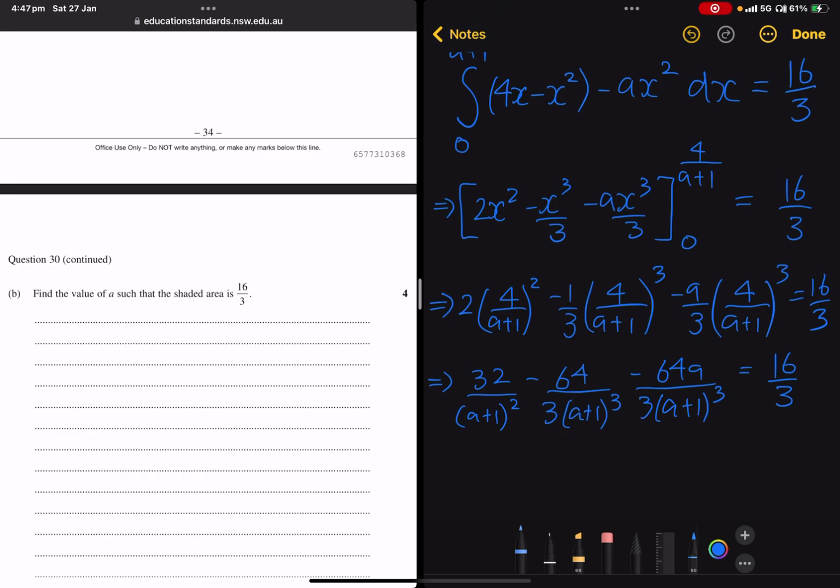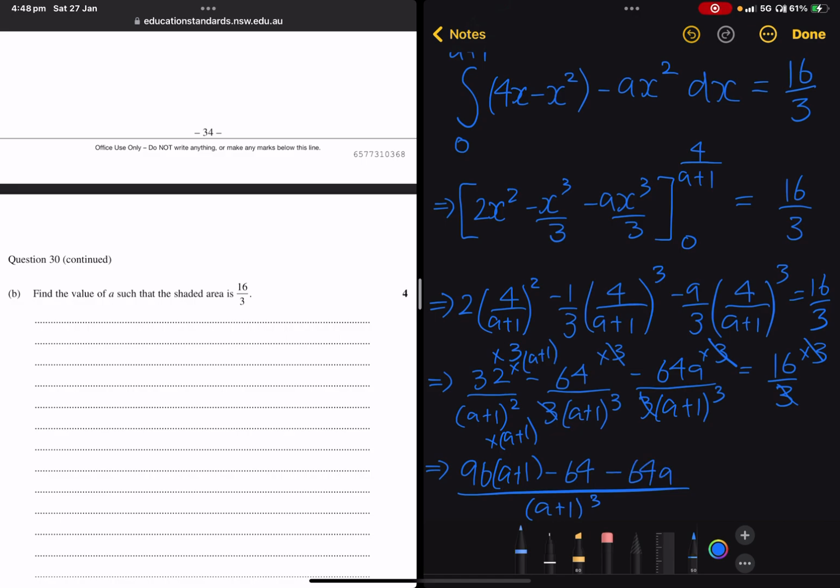Now, because I have a 3 in the denominator, I can pretty much multiply everything by 3 and then just get rid of this 3 straight away. This is quite convenient. This goes, this goes, this goes. 32 times 3 is 96. I also need to multiply both numerator and denominator of this first term by a plus 1. This will give me 96 times a plus 1 over a plus 1 cubed, minus 64, minus 64a is all equal to 16.